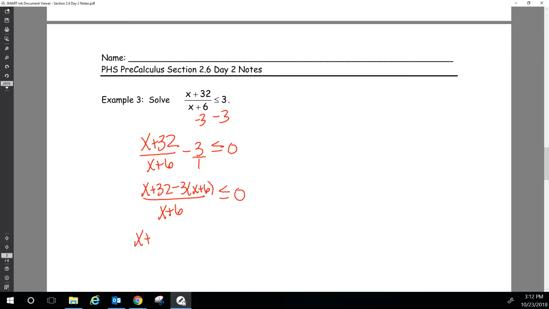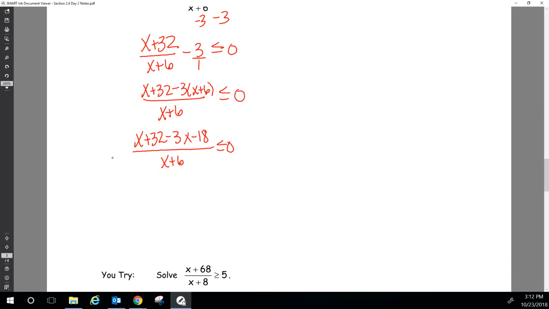So this is going to be x plus 32. Distributing the negative 3, I get negative 3x. Negative 3 times 6 is negative 18, all over x plus 6. And then we're going to combine like terms. So x minus 3x is negative 2x. 32 minus 18 is 14. And then last step, so we can find that x-intercept a little bit easier, is going to factor out my GCF, which would be negative 2. I get x minus 7 left over. And then all of that over x plus 6.